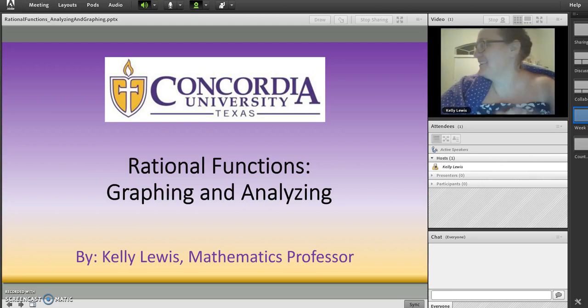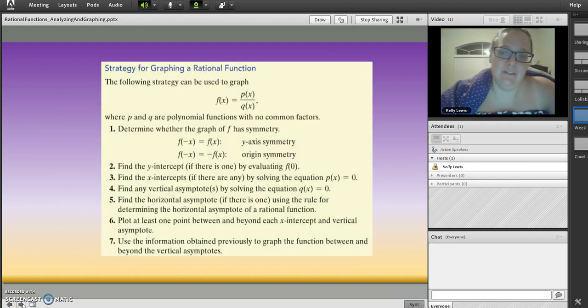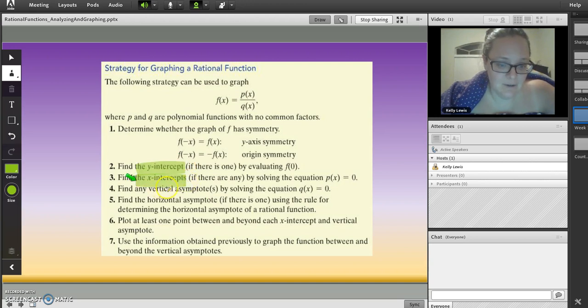Okay, so in our last concept for this unit, we're going to analyze and graph these complex rational functions. Remember, a rational function is basically a polynomial over a polynomial. What we're going to do is find x and y intercepts, vertical asymptotes, horizontal asymptotes, and graph.